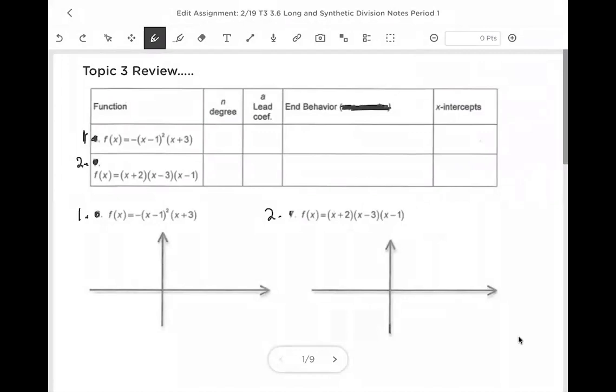So we are on 219, topic 3, long and synthetic division notes, period 1.